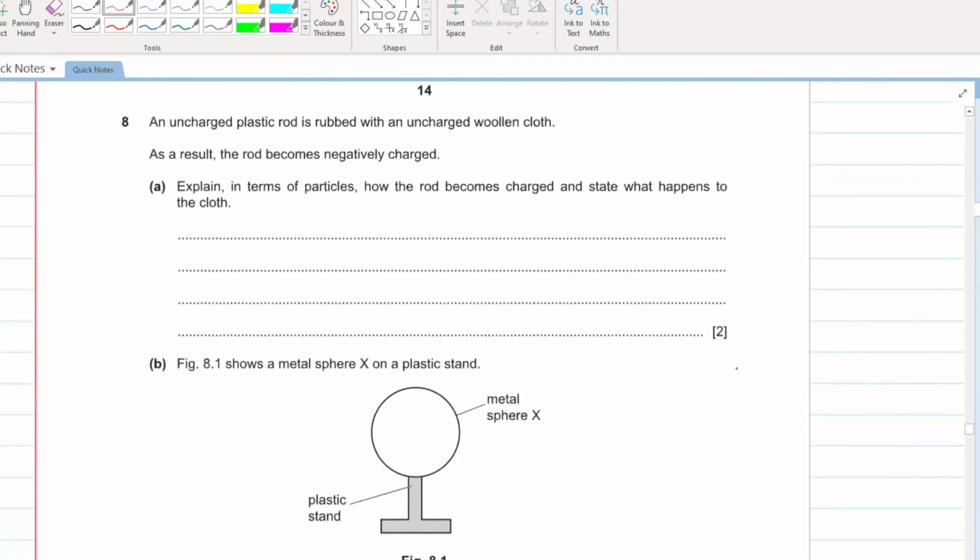Let's further move ahead. An uncharged plastic rod is rubbed with an uncharged woolen cloth. As a result, the rod becomes negatively charged. Explain in terms of particles how the rod becomes charged and what happens to the cloth.